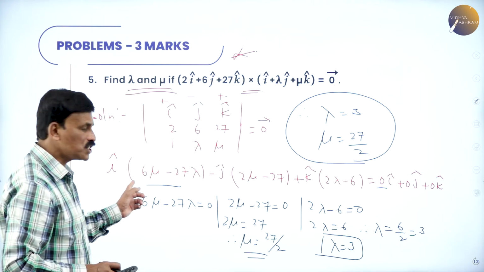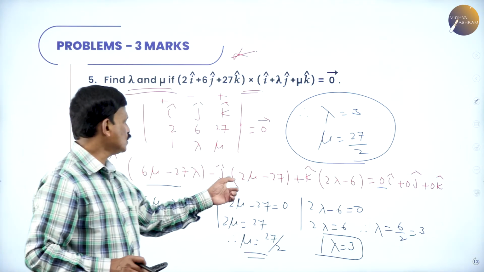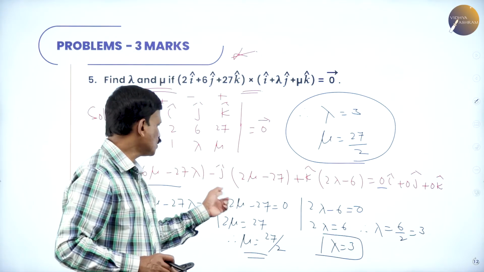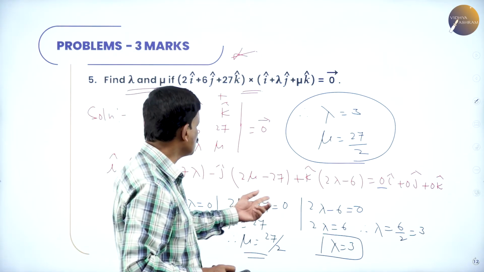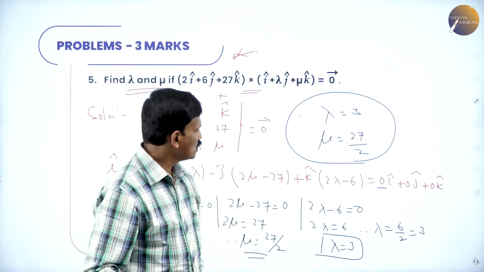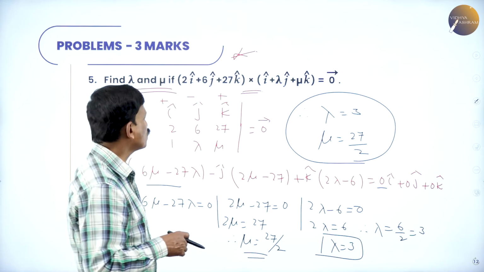So, this 6 mu minus 27 lambda is 0. Minus of (2 mu minus 27) is equal to 0. So, 0 by minus 0 itself is nothing but 0. 2 lambda minus 6 is equal to 0 means lambda is equal to 3, you will get. Now, let us come to the next problem.